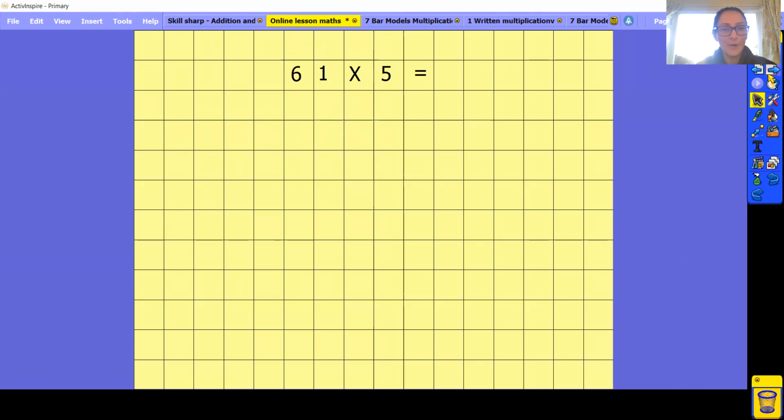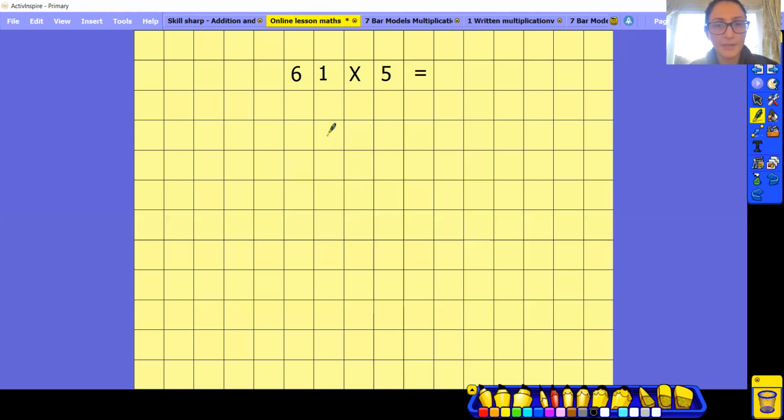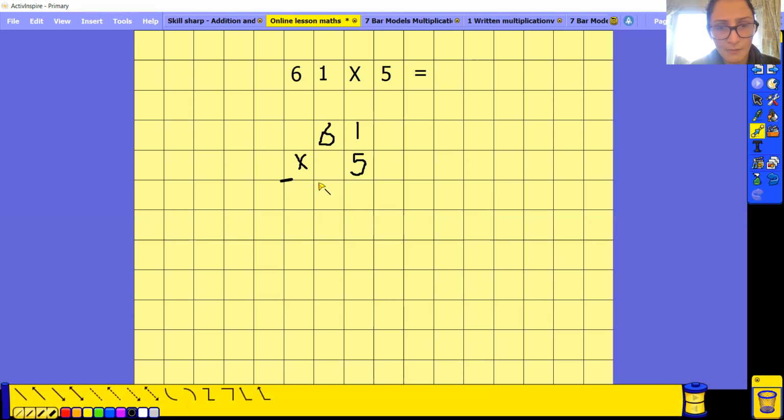Okay, so let's do this one really quickly because we might as well. On your pens and papers at home, have a go at this one, making sure that you set it out properly. Give a quick pause. Okay, so let's do 61 times 5. Underline it with a ruler.